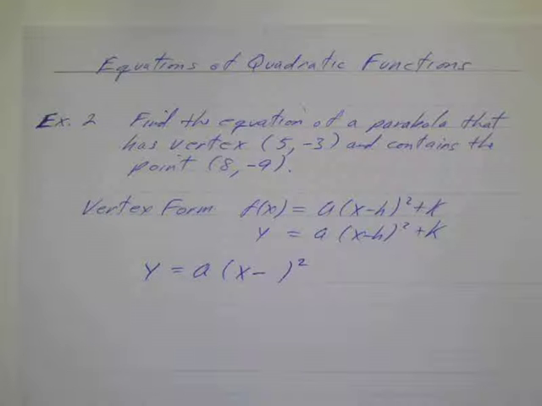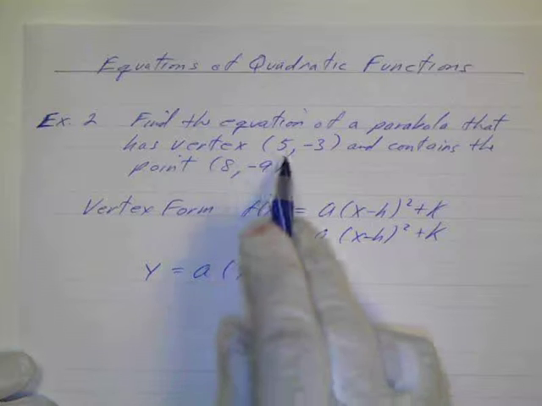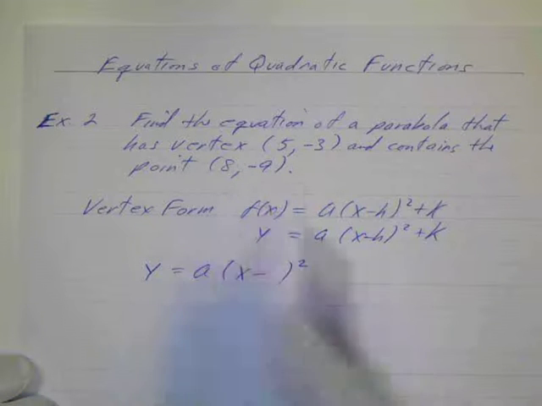Okay, we're going to try to find the equation of a quadratic function or parabola, given some data. In this case, we're going to be given the vertex and a point. So find the equation of the parabola that has vertex (5, -3) and contains the point (8, -9).